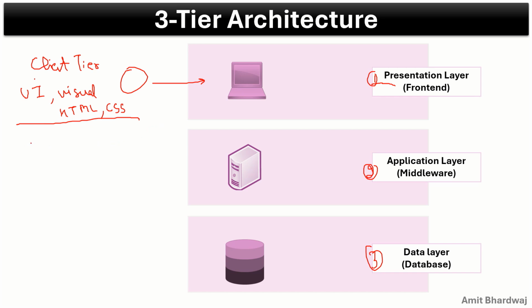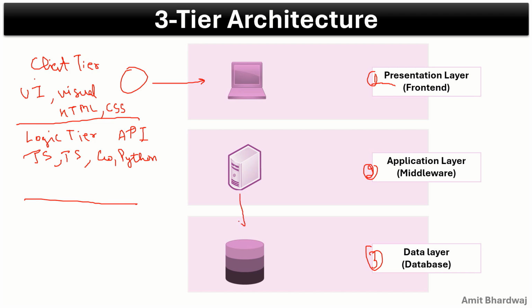Second in the list is the application layer, which is also called the logic tier. And this is the tier which is responsible for API services and related communication. So in that case, the key programming languages that we use here include JavaScript, then we have TypeScript, in addition to that Go, Python, and all these stuff. Further, the application layer communicates downstream with the database layer and upstream with the presentation layer.